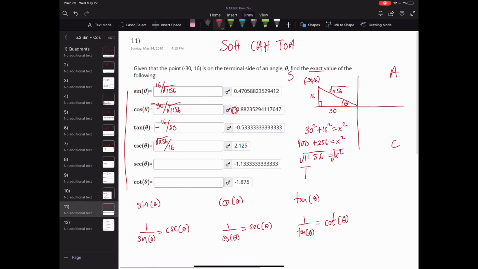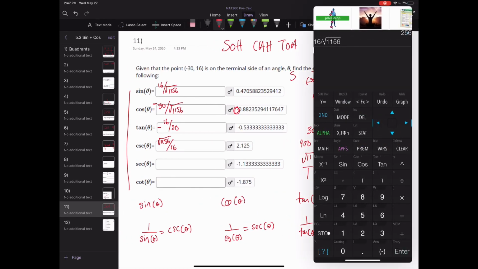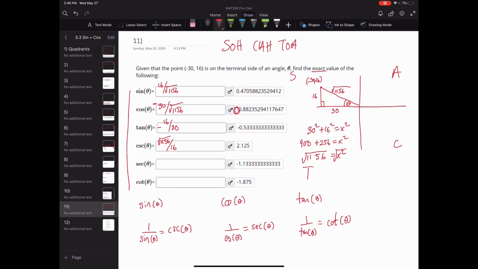Let's just type it in and see if we're getting that. And the quadrants remain the same. Wherever that's positive, 1 over that will also be positive. Square root of 1156 divided by 16, and you get that number. So guess what secant would be? Yep. You just, well, it's negative. You flip the fraction, square root of 1156 over 30, and then cotangent would be negative 30 over 16.